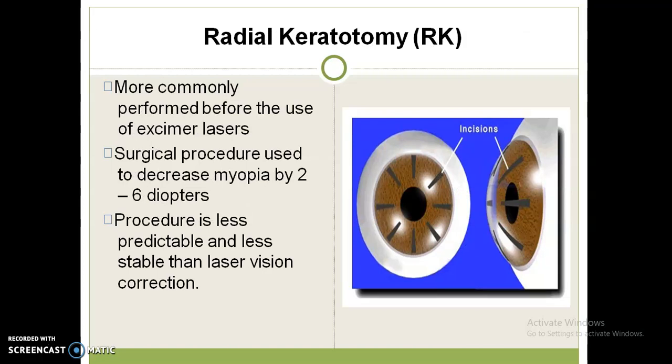Radial keratotomy is one of the surgical options, or surgical corrections, for refractive errors. It was more commonly performed before the use of excimer lasers, and this surgical procedure is used to decrease myopia by 2 to 6 diopters. The procedure is less predictable and less stable than laser vision corrections.